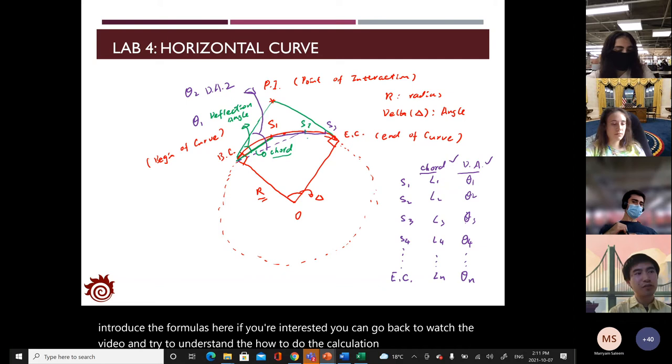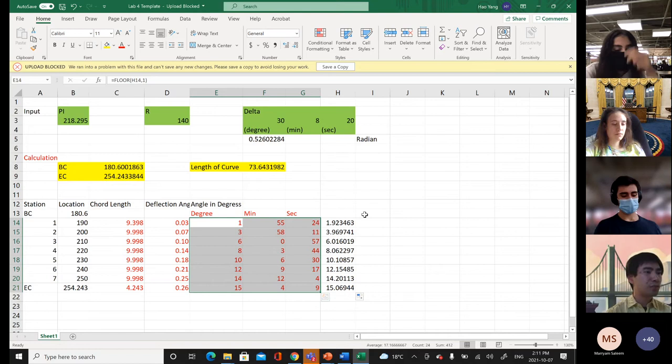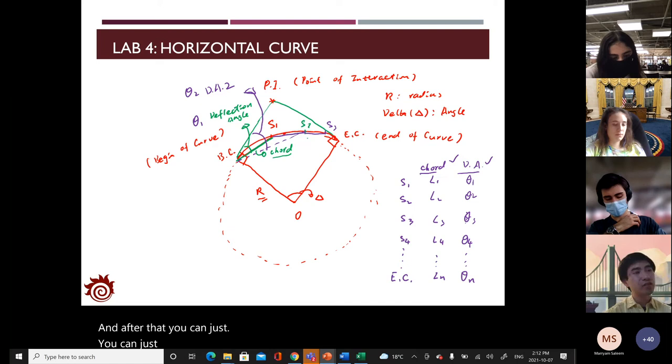You just need to use the template that I provided, and try to get your own input, the PI, R, and delta values. Those templates will show you the values of the chord length and the deflection angle, and after that, you can just bring the data to the field to complete the lab experiment.